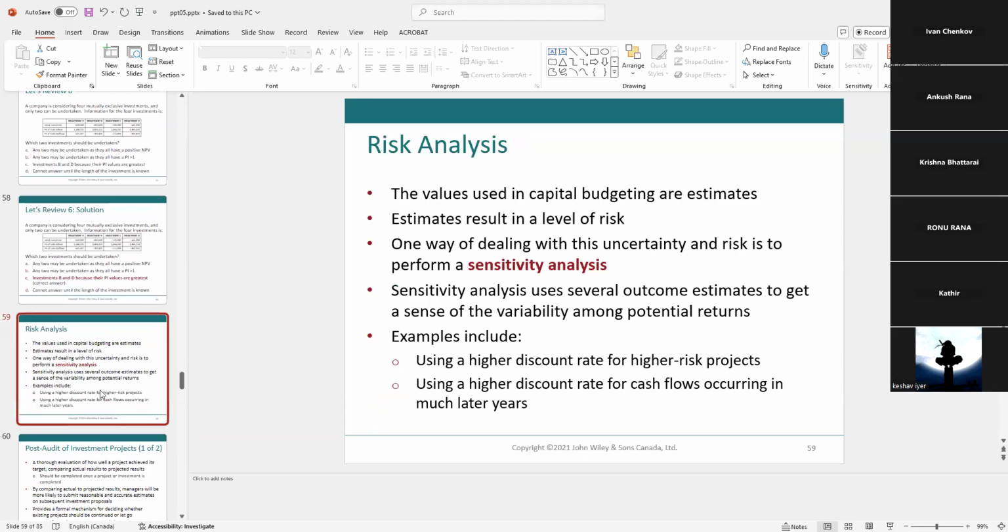So, the risk analysis. When we're getting the value of the capital budgeting, those are estimated results, reflecting the level of risk. One way of dealing with uncertainty and risk is to perform sensitivity analysis. What is sensitivity analysis? Well, run the different calculations under different scenarios, and that will be your sensitivity analysis. Several outcomes based on the variety of potential returns, using the higher discount rate for the high-risk project, using the higher discount rate when cash flow happens in the later years.